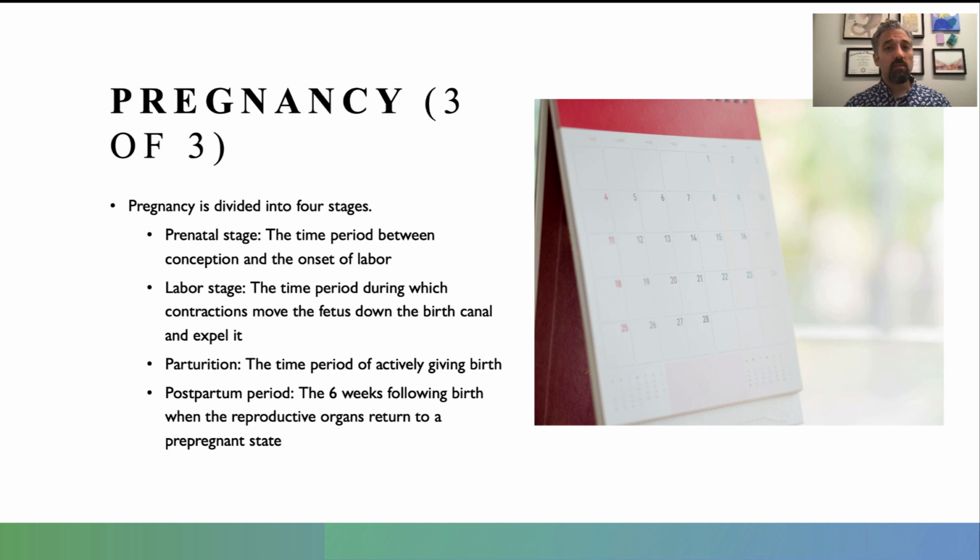It's not to say that you can't have a successful birth before week 26 or so, but it makes it much more difficult. Generally, when you hit that 26-week point, you have much more of a chance of having a fully functioning child. Pregnancy itself is divided into 4 stages. The prenatal stage is from conception up until labor. Labor is the time during which contractions move the fetus down into the birth canal and expel it. Parturition is the time period of actively giving birth, and postpartum is the 6 weeks following birth, when everything goes back to a more or less pre-pregnant state.